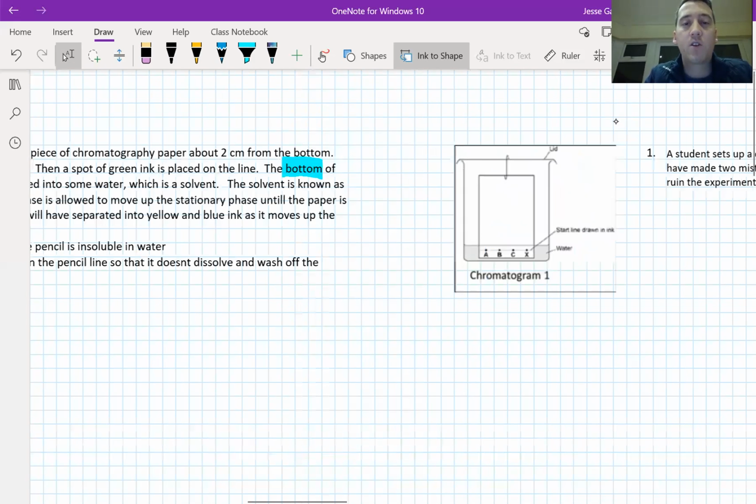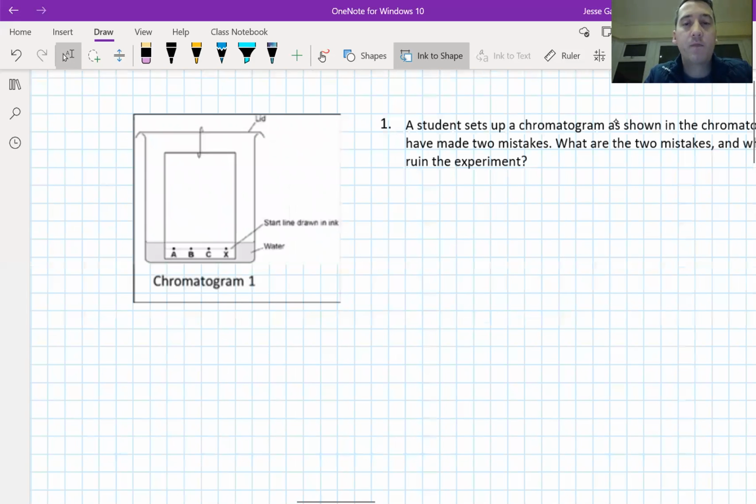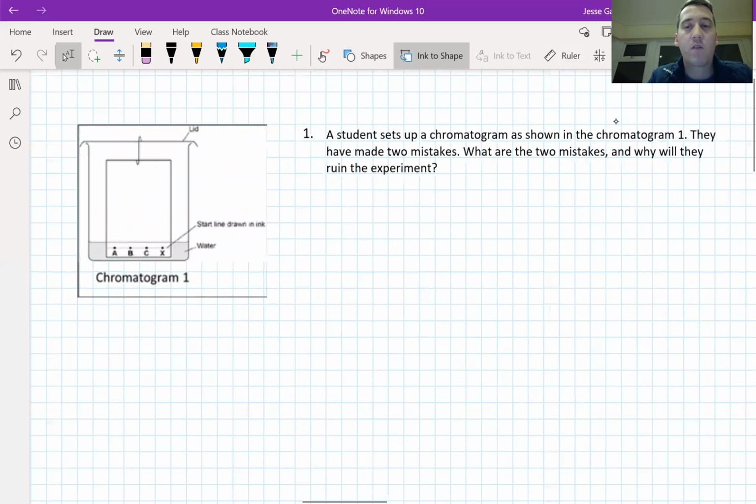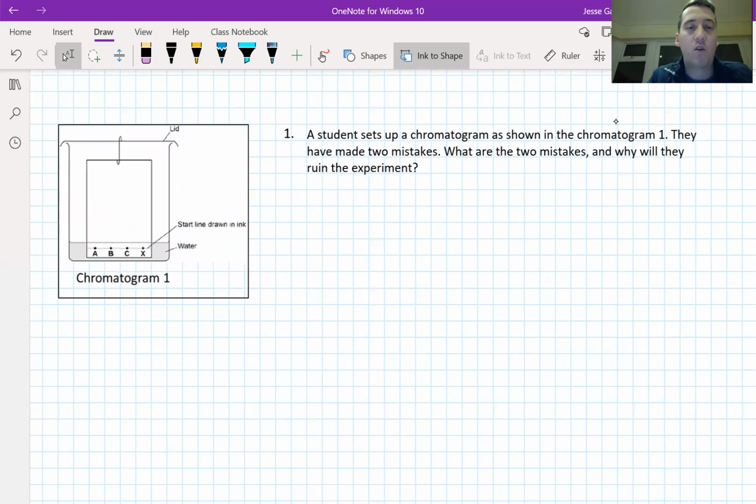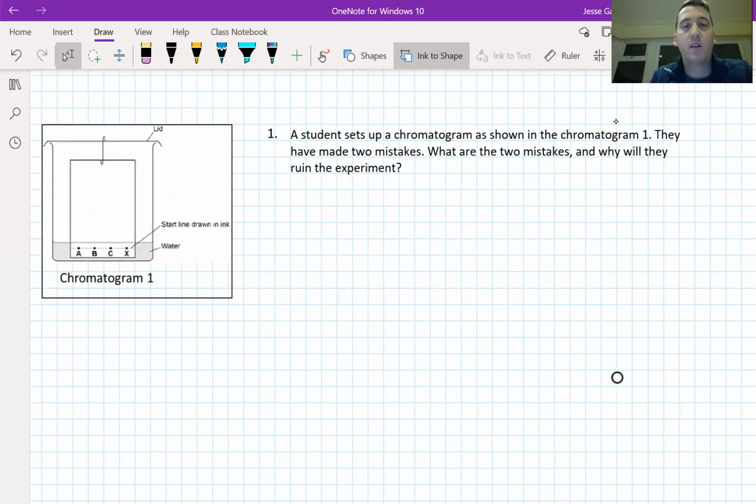Right, this is a question for you. We've got a picture. A student sets up a chromatogram as shown in chromatogram 1. So chromatogram 1 is just here. And they have made 2 mistakes. So you have to say, what are the 2 mistakes and why will they ruin the experiment? So look carefully at the picture and look for 2 mistakes that the student has made and tell me why they will ruin the experiment.